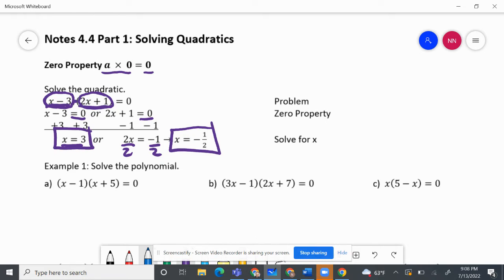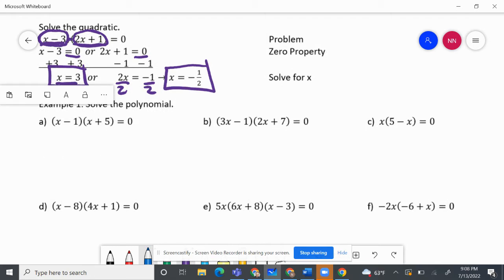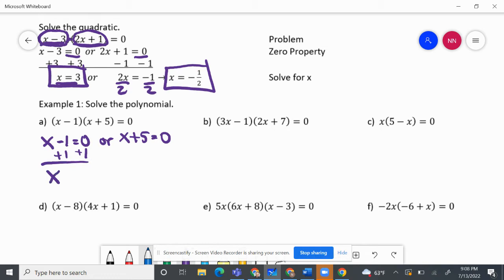So looking at our first example, what we're going to do is take the x minus 1 and set it equal to 0, or the x plus 5, and we're going to set that equal to 0. And now we're going to solve for x. So we add the 1, and we get x is equal to 1. We're going to subtract the 5. So x is equal to negative 5. And so those right there are two answers.